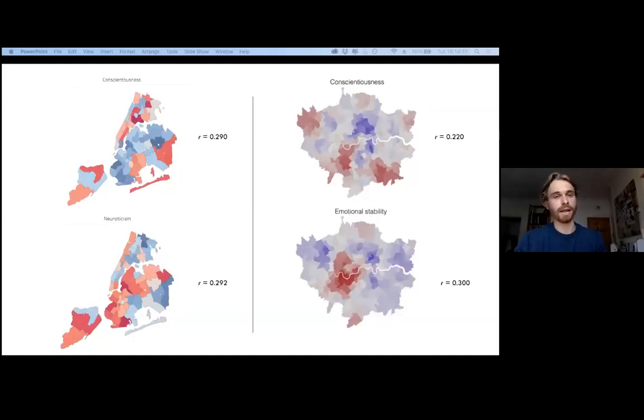And then finally, for our last two traits, conscientiousness and neuroticism, the clustering is less prominent, but still significant. And again, it's interesting to see how closely aligned they are across the two cities that we studied.